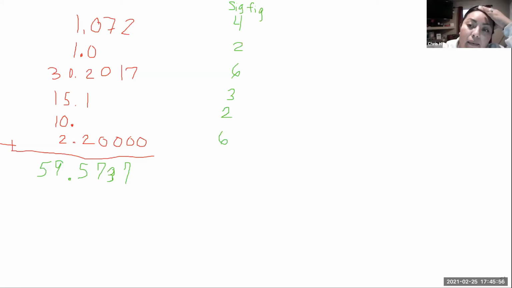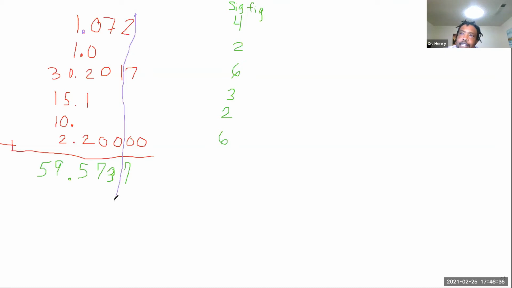Make your lines. Okay, so I need to make my lines. Why do I need to make my lines? To see which is our significant. You want to find the smallest number with the most significant numbers. So let me draw my lines to help me find the one that has complete significance.